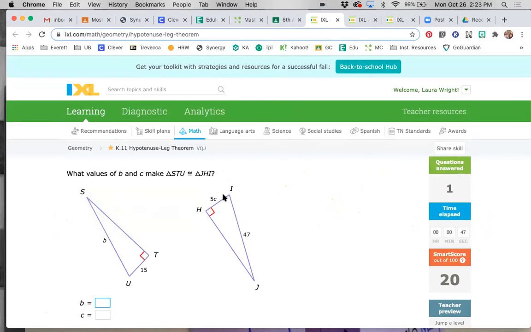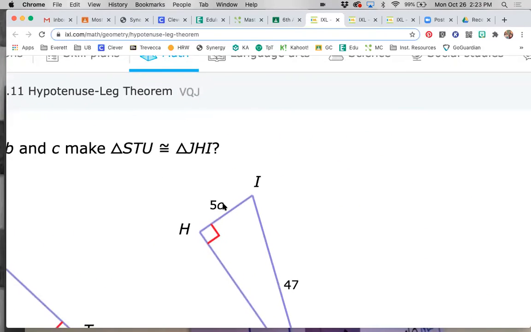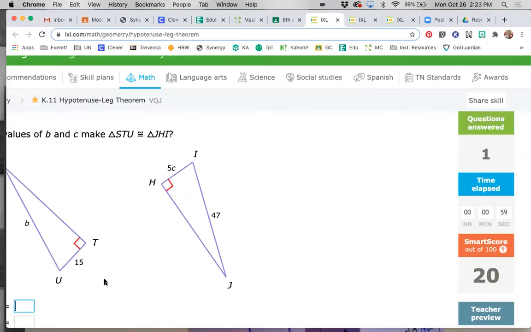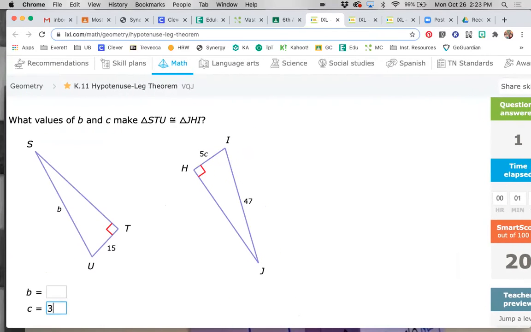Now you start seeing a little bit of variables with some numbers in front. So like 5C equals 15. Just write it down and solve it. 5C equals 15. So 5 times what is 15? 3. So C must be 3. And then B is going to equal what? 47. There you go.